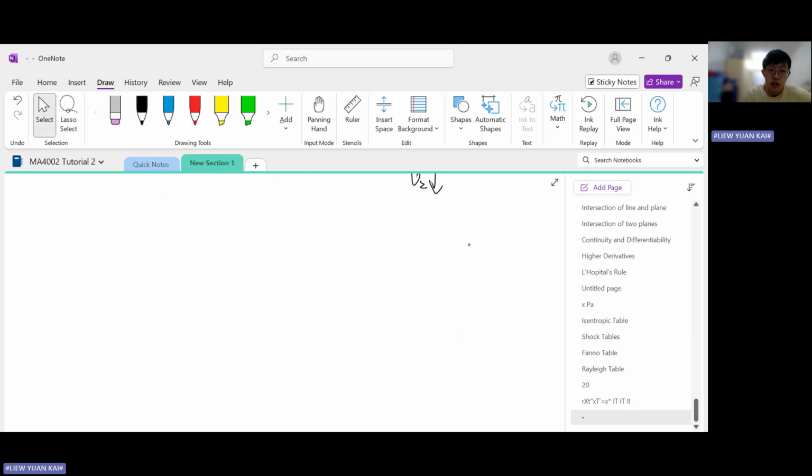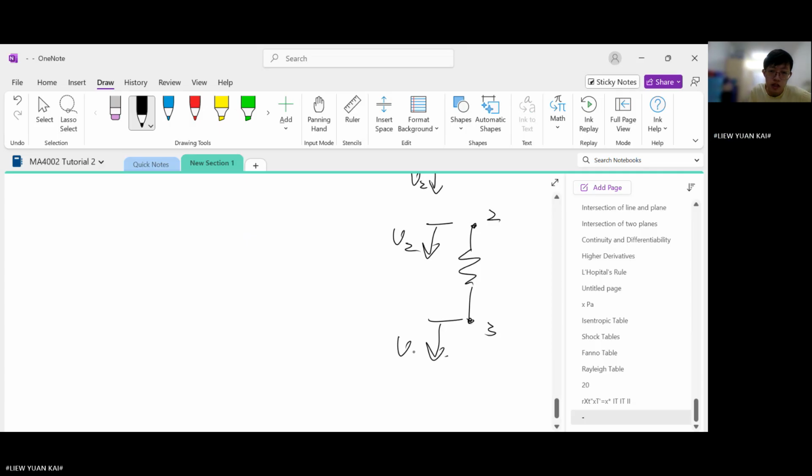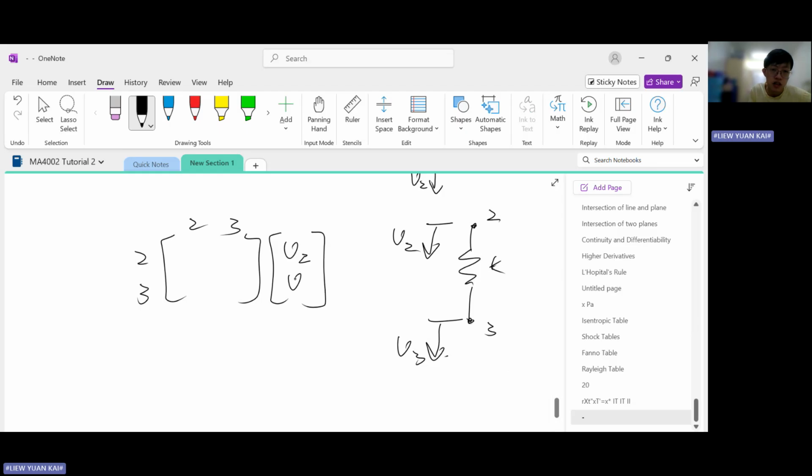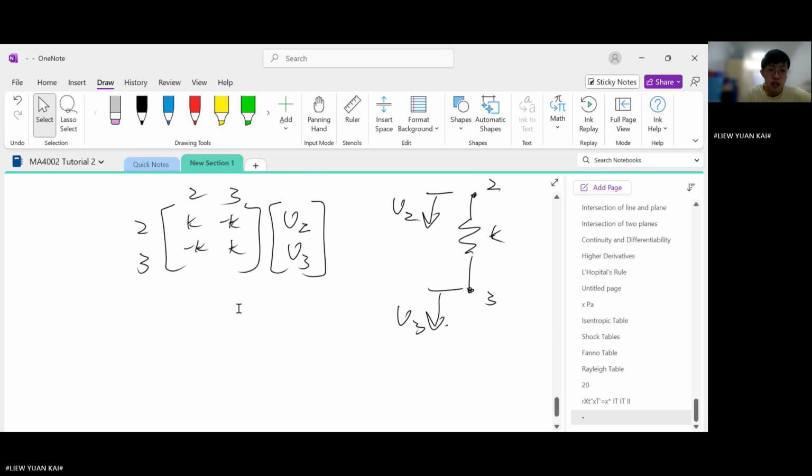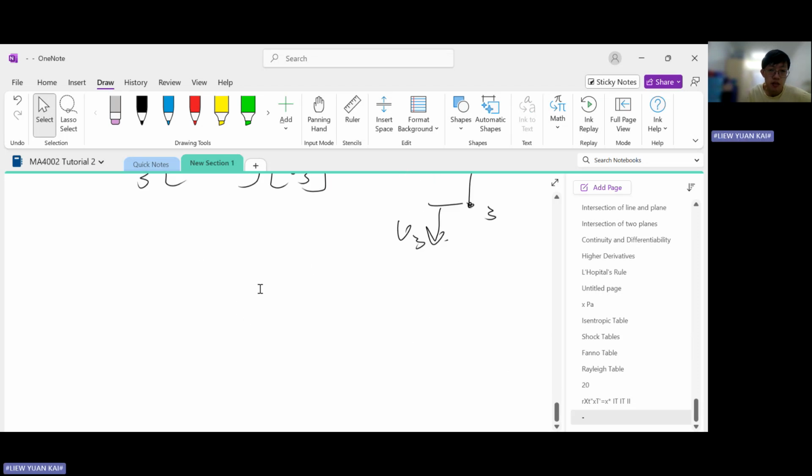Now you go to spring 2. It's surrounded by nodes 2 and 3, and its displacements will be U2 and U3 respectively. It also has this identical spring constant K. So the equilibrium equation will be labeled 2, 3, 2, 3 because of nodes 2 and 3. Displacement will be U2, U3, and the spring constant is exactly the same, still K.